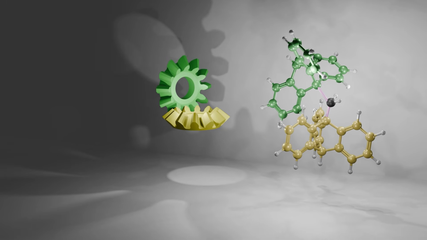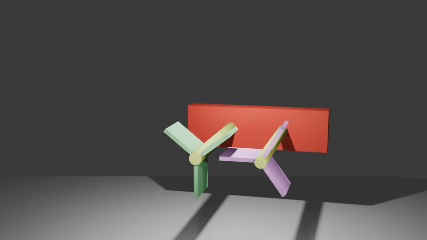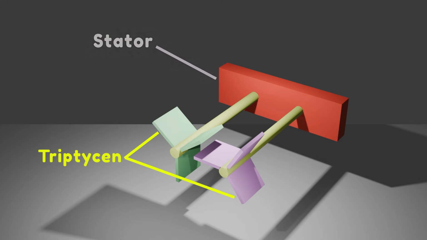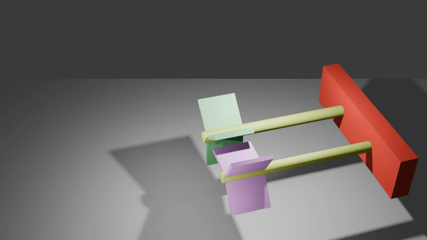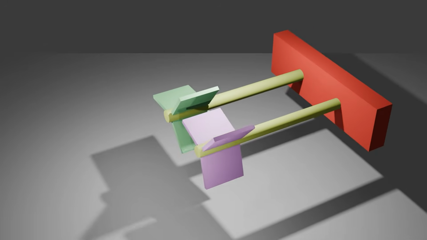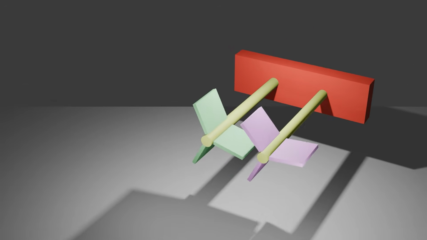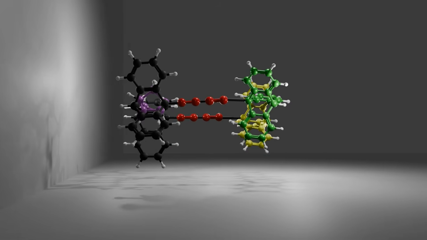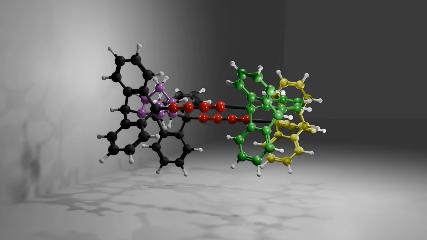But what about molecular Spur gears? Here is the general structure of a molecular Spur gear. As you can see, we need a stator to hold two triptycenes, which are connected to the stator by linkers. In this system, the triptycenes are parallel to one another and therefore act as a Spur gear. This is the real structure of the molecular Spur gear.